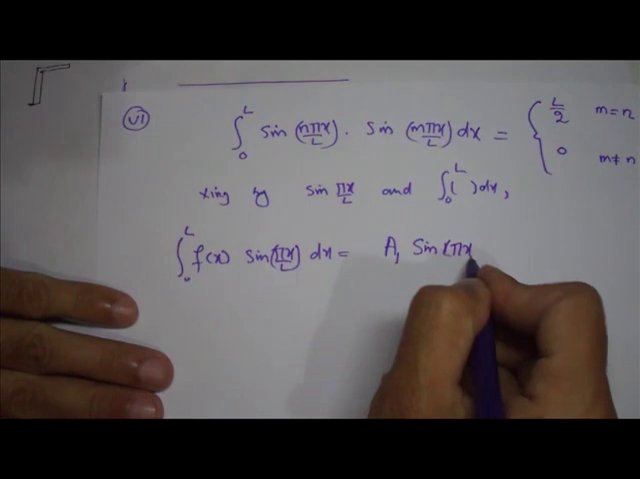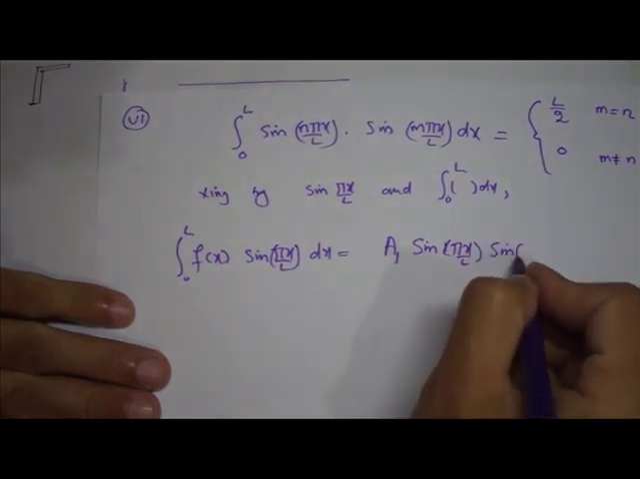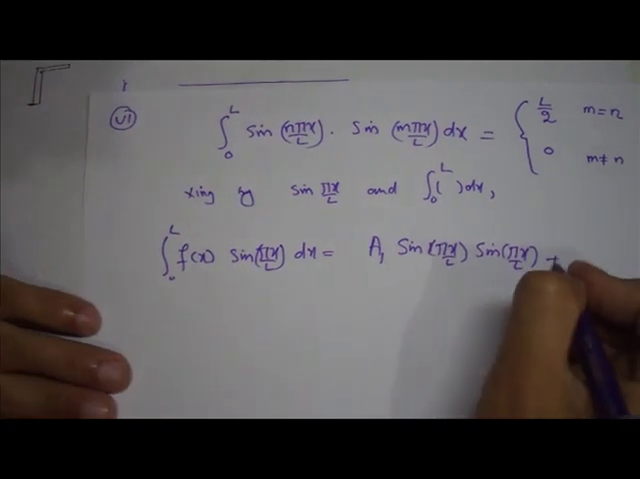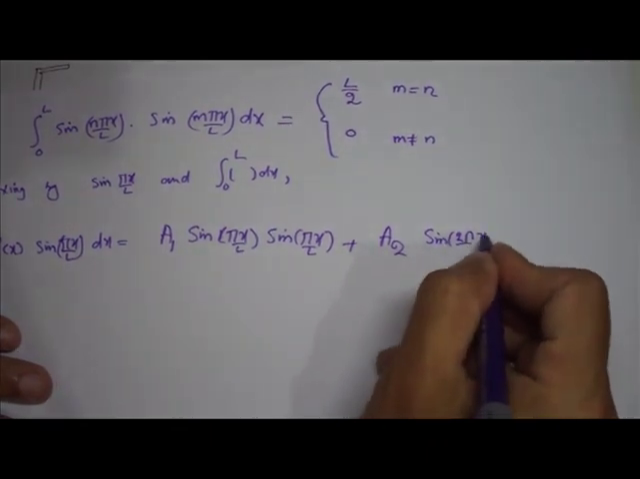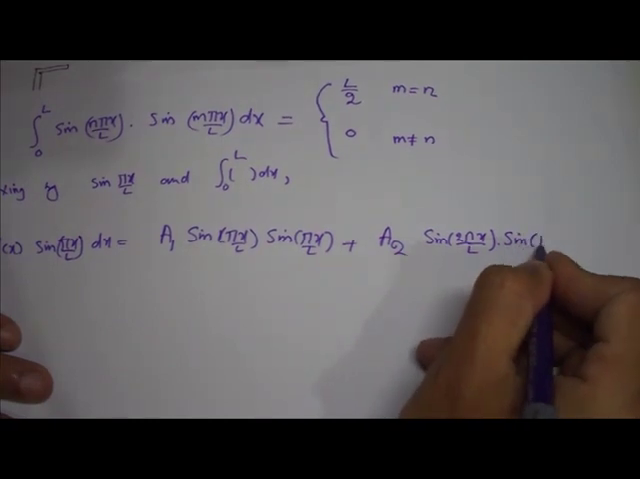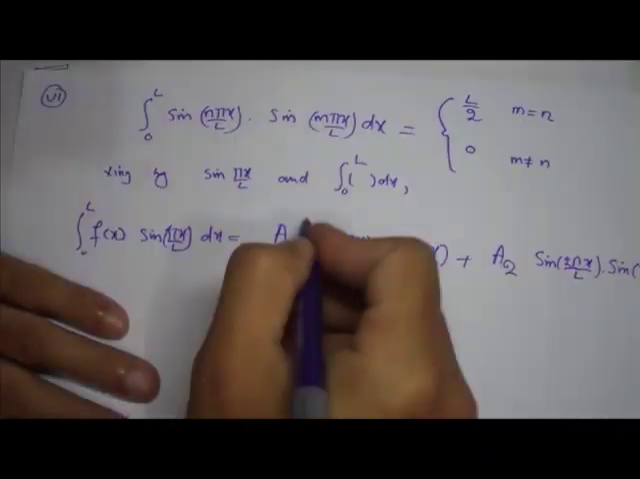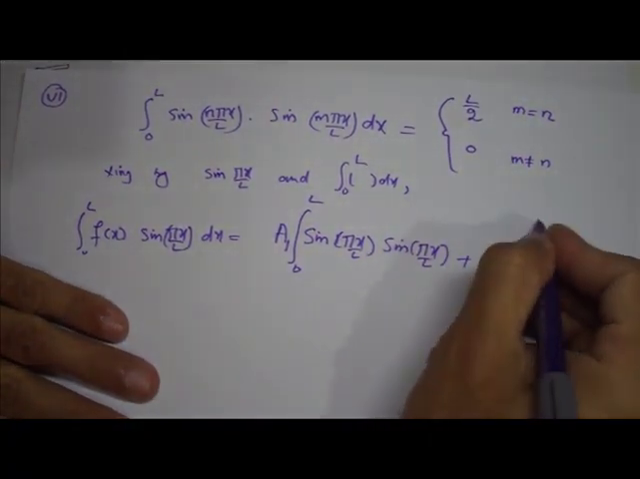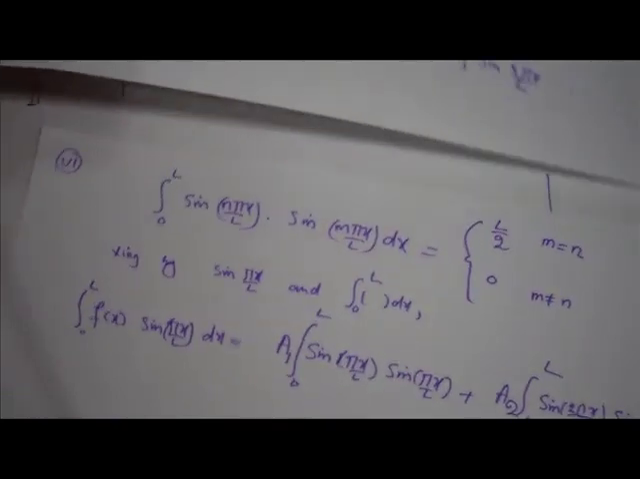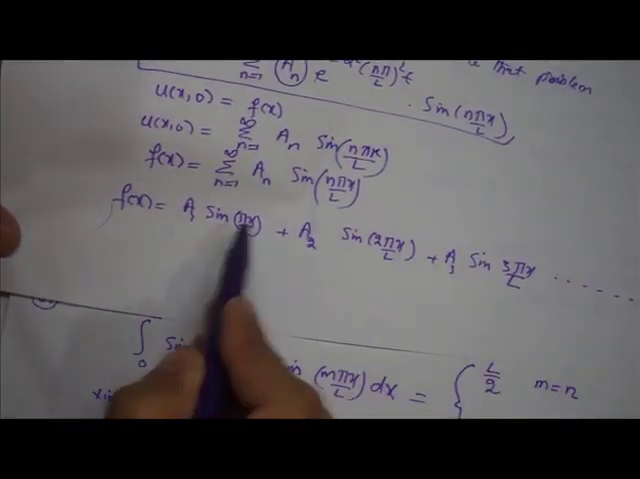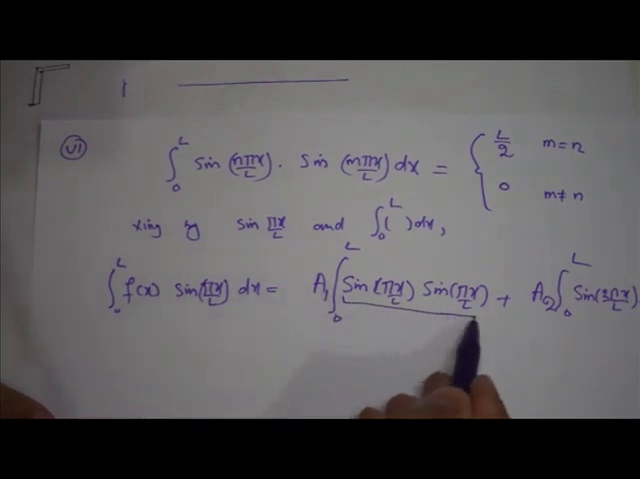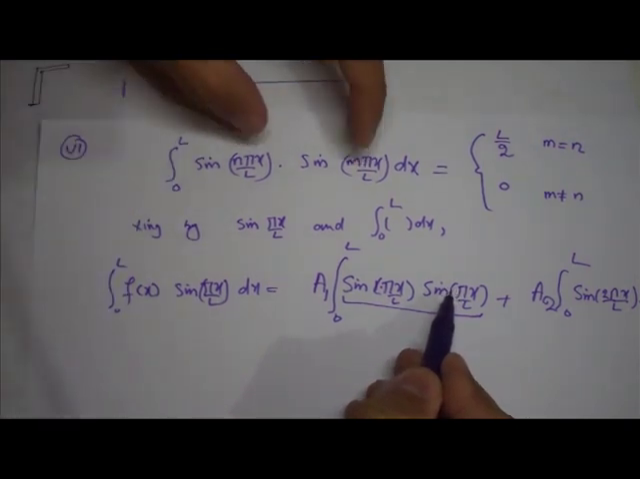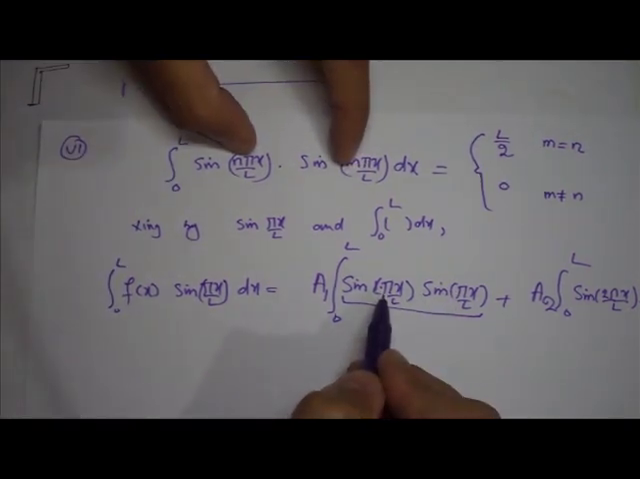sine pi x over L multiplied by sine pi x over L plus a2 sine 2 pi x over L into sine pi x over L, and we will integrate all these terms also. We have multiplied this equation by sine pi x over L and integrated it from 0 to L, so we get this expression. Now you may see that in this integral the value of n is 1 and the value of m is also 1, so this is equivalent to L divided by 2.